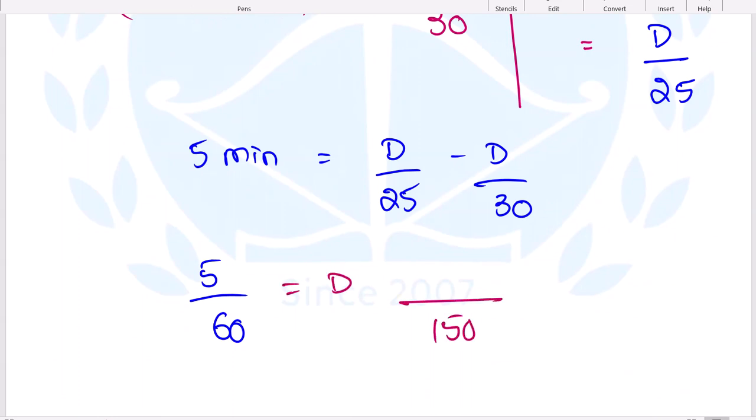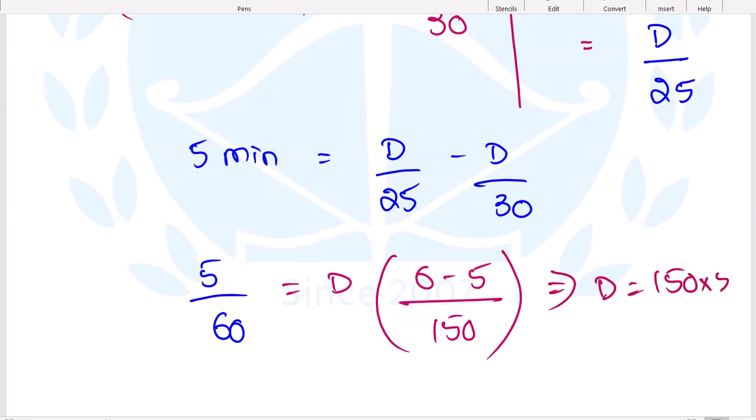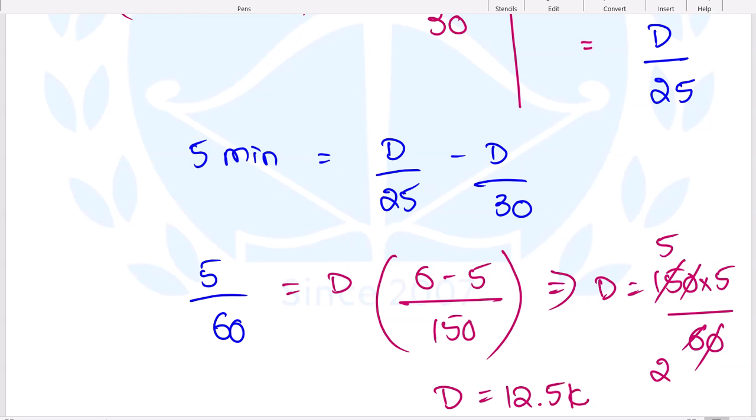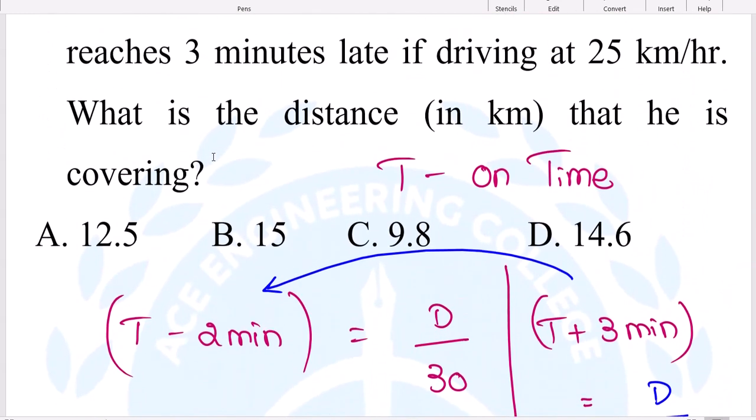Now take D common. Denominator LCM 150. 25 6 times, 30 5 times. Now this is 5 ones, 5 twelves. You can cancel in a different style. D equals 150 into 5 divided by 60. So this 0 cancels. This is 3 5 times, 3 2 times. 25 divided by 2 is 12.5. So distance is equal to 12.5 kilometers. Option A is the answer.